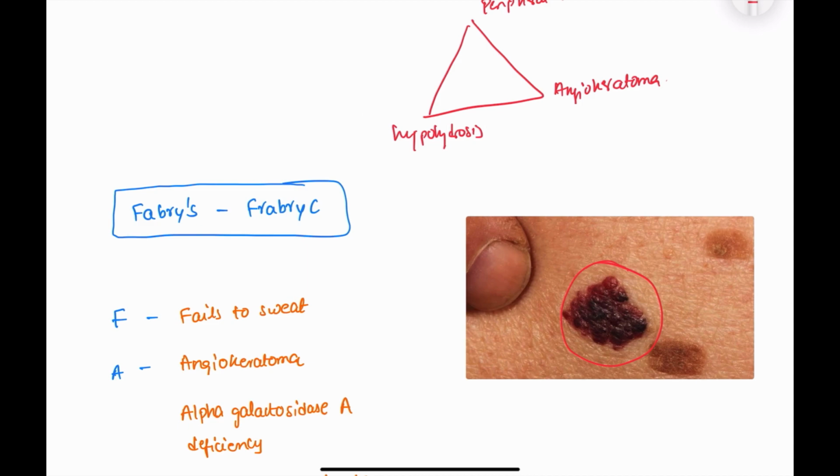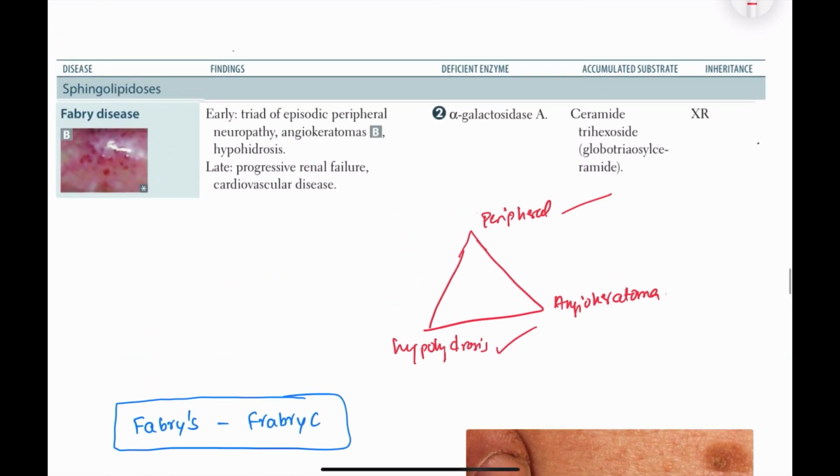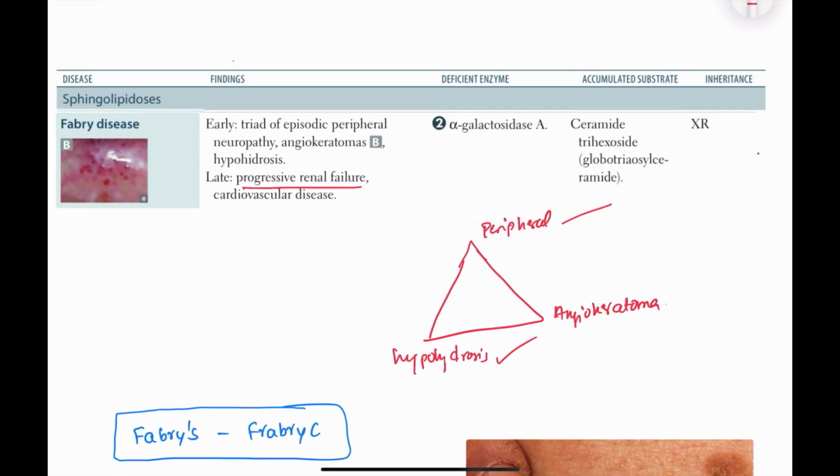These are due to dilatation of blood vessels near the skin surface combined with overgrowth of skin cells, that are keratinocytes. Hypohidrosis is due to accumulation of ceramide trihexoside in sweat glands. Late manifestations include progressive renal failure and cardiovascular disease. Fabry disease is the one and only X-linked recessive disorder among the lysosomal storage disorders; the remaining are autosomal recessive.